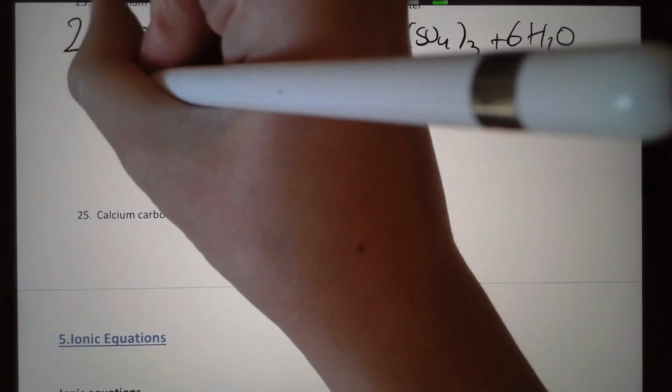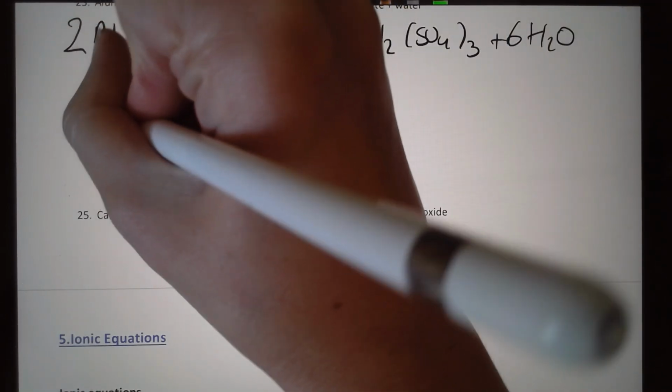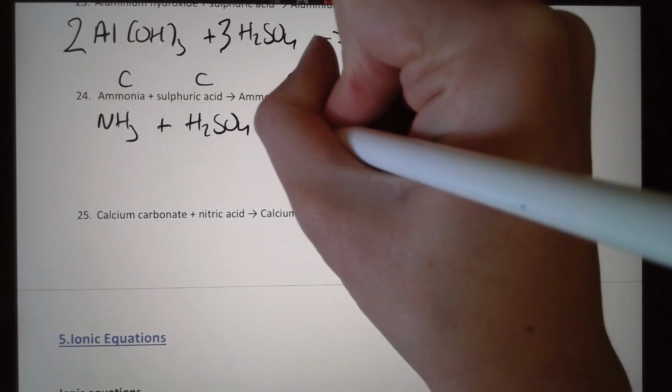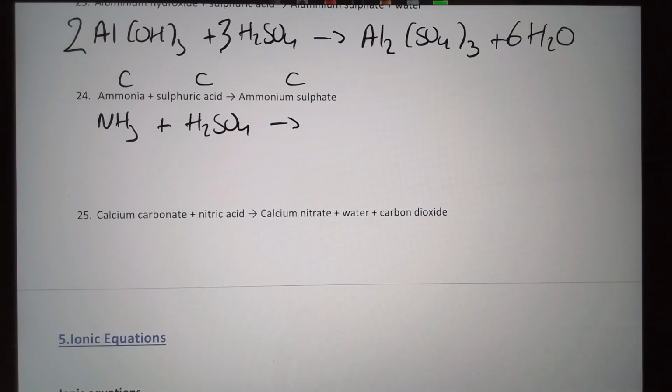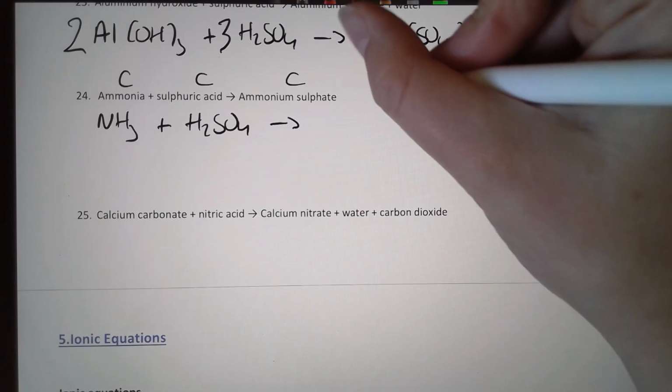Almost there. Ammonia, compound, compound, compound. Ammonia, just like water, you need to know it. All right. So water we know is H2O. Ammonia you need to know is NH3. Sulfuric acid, again, you need to know the formulas of your acids. H2SO4. Ammonium sulfate, we can work this out using charges. Ammonium is NH4-. Sorry, it's not.